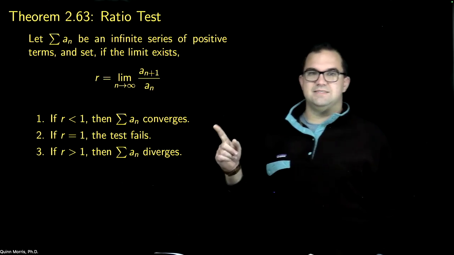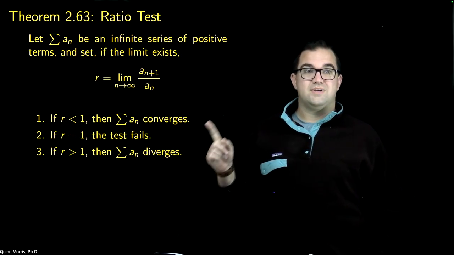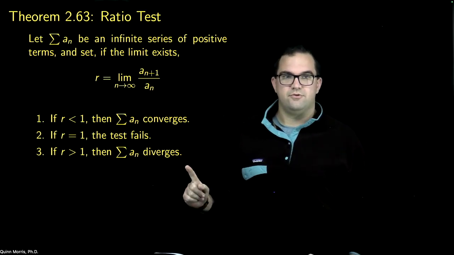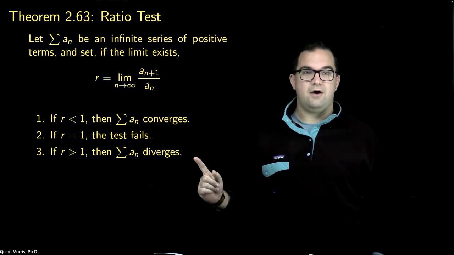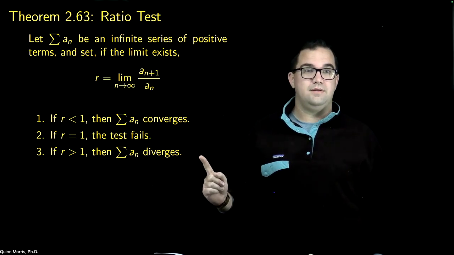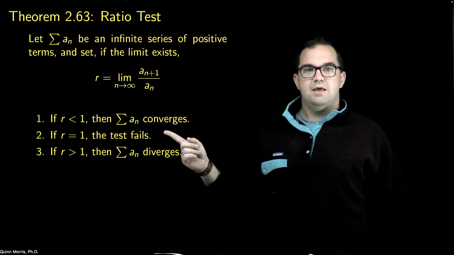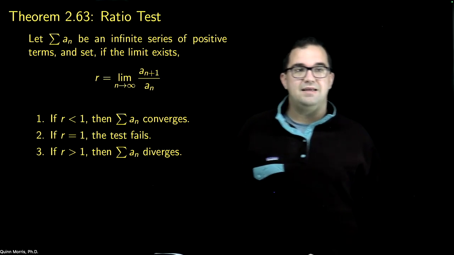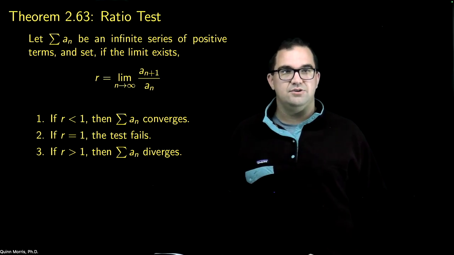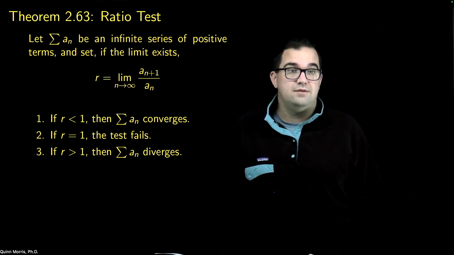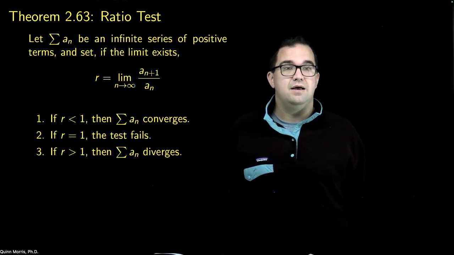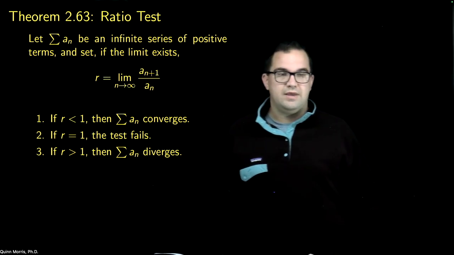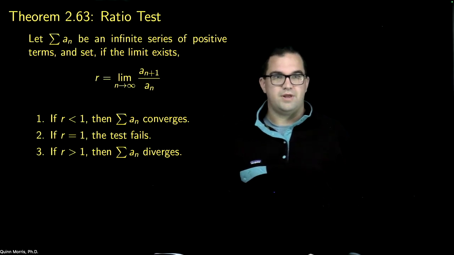So the ratio test says if this value R is strictly less than 1, then the series converges. Skipping over here to 3 for a second, it says if the value R is strictly greater than 1, then the series diverges. However, if R is equal to 1, then the test fails. And that is to say that the series could converge or diverge, that we can't say for sure which happens if R is equal to 1. But if R is strictly greater than 1 or strictly less than 1, then we can determine whether the series converges or diverges.